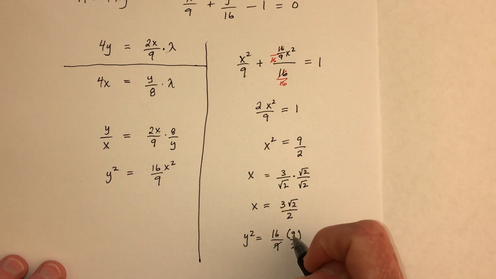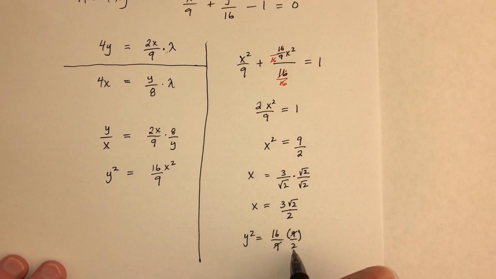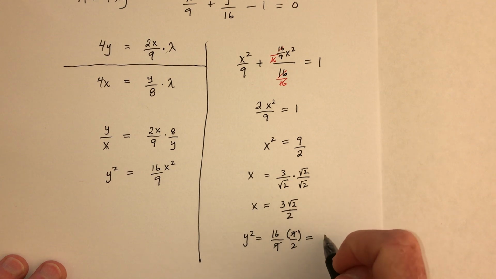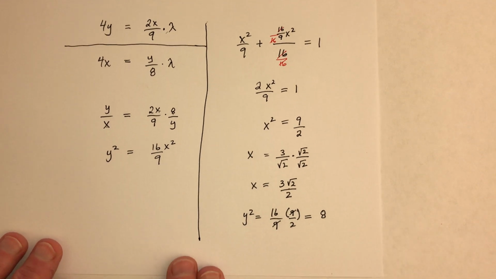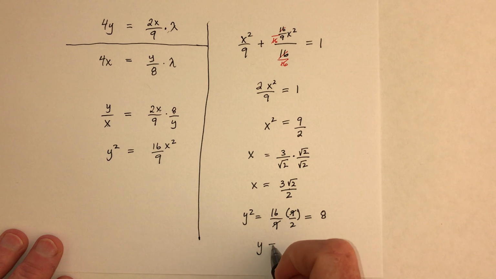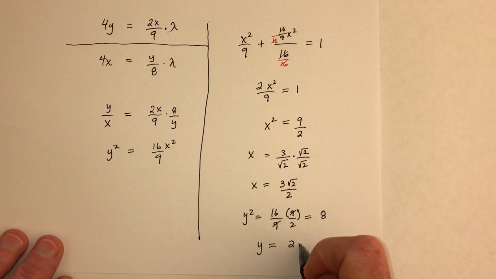And then these will cancel. And then it leaves 16 divided by 2, so that's 8. And now take the square root, and the square root of 8 is 2 radical 2.